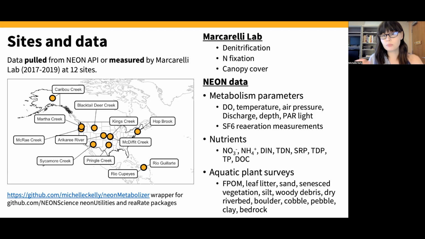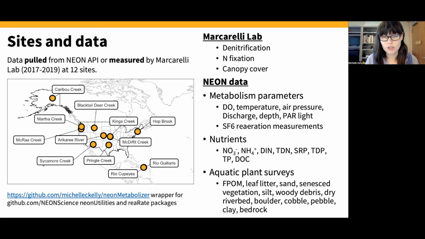So we were able to partner the data from those 12 sites with other NEON collected data to investigate this question. So what we did was we pulled data used to model metabolism. And then we also pulled some SF6 reaeration measurements collected by NEON. We pulled a lot of nutrient grab sampling measurements, and then we also pulled aquatic plant survey data. So this is aquatic plant surveys, but it also characterizes what's actually in the stream bed.